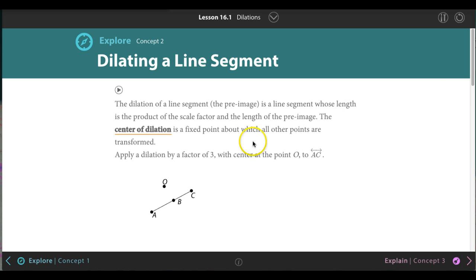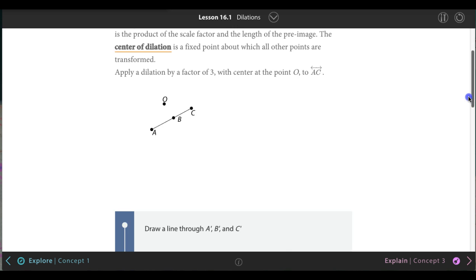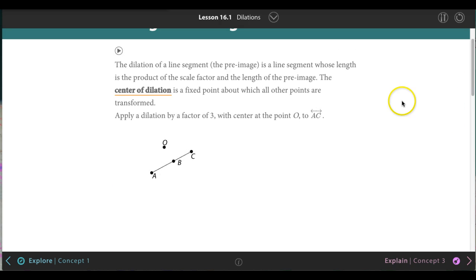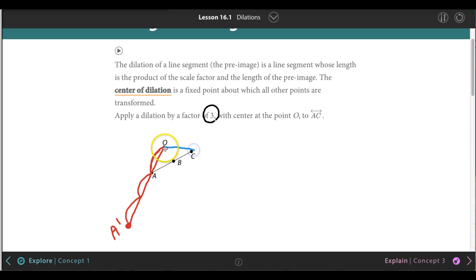Dilating a line segment: you have a center of dilation here, and it explains what's going to happen. If you want to dilate by a factor of 3, you start by connecting the point from O to A, and you see how long this is. You go that much longer, one more and two more, and then put A prime. Of course, this is just an approximation because I'm not using a ruler on my computer. Same thing over here: connect from O to C, and however long that is, you go 3 times as long.